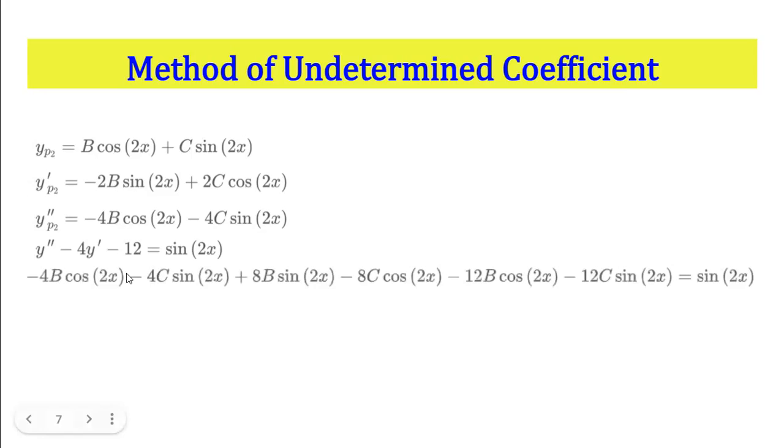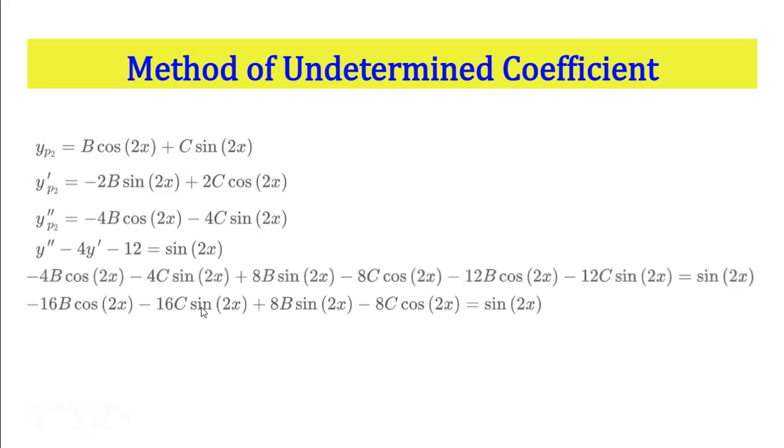So we can now do all our simplifications where we will cancel, add, or subtract. So doing our simplifications, we come out to minus 16b cos 2x minus 16c, or minus 16b equals 2f minus 16c sin of 2x plus 8b sin of 2x minus 8c cos of 2x equal to sin of 2x.